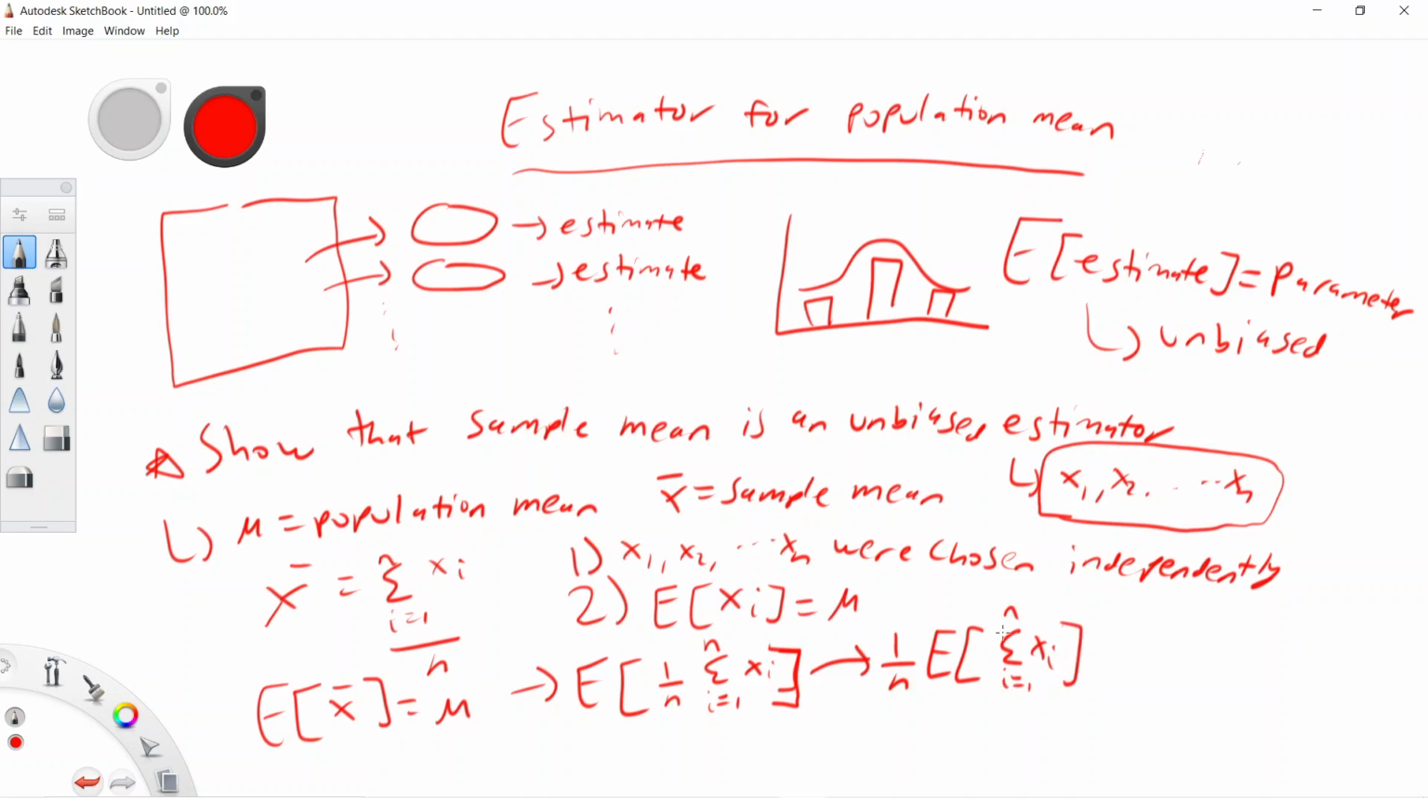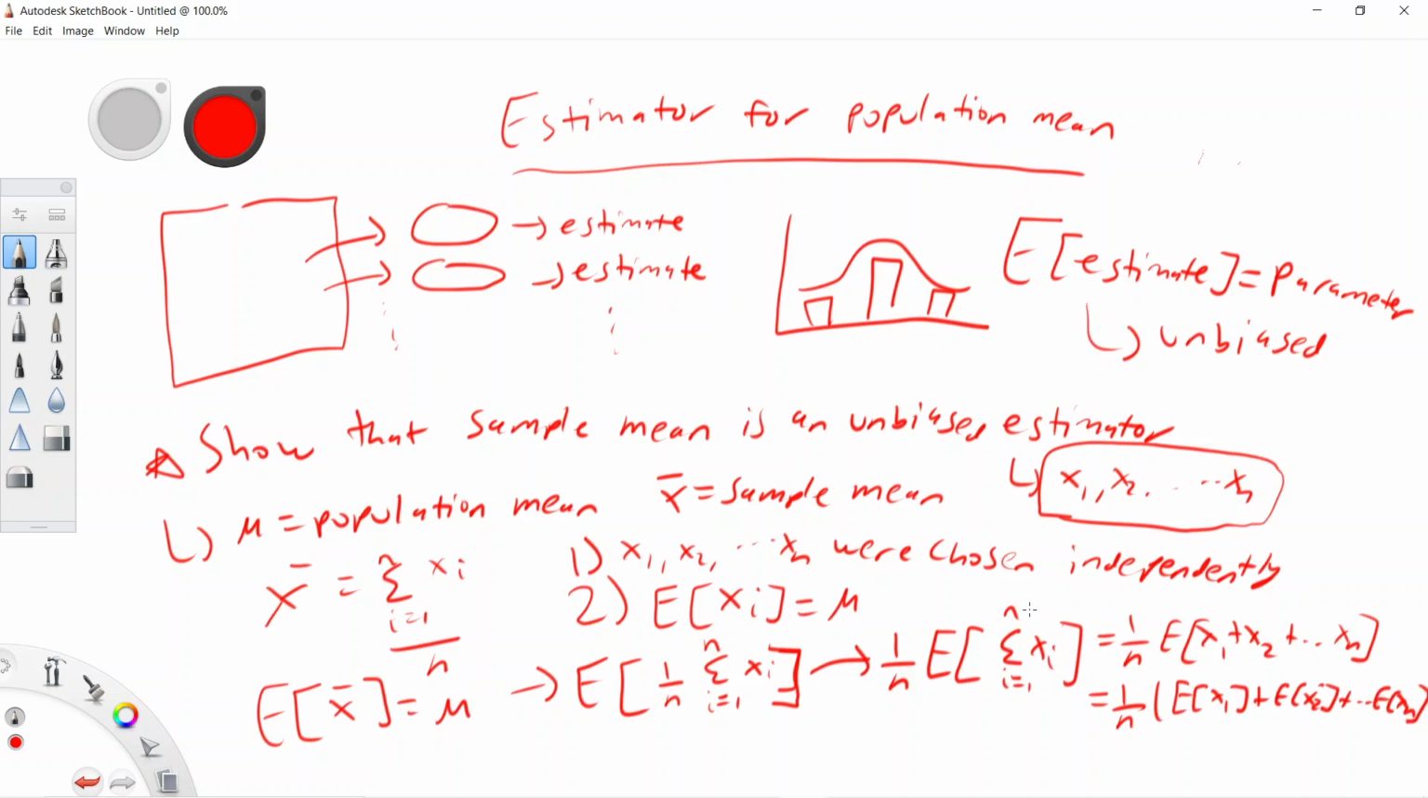Now, what does the summation really represent right here? The summation from i equals 1 to n of x sub i is simply 1 over n times the expectation of x1 plus x2 plus all the way to xn. This is the definition of summation. And when we have the expectation of a sum, it's the sum of the individual expectations, so you can distribute the expectation over the individual terms. So this is equivalent to 1 over n times the expectation of x1 plus the expectation of x2, and so on to the expectation of xn.